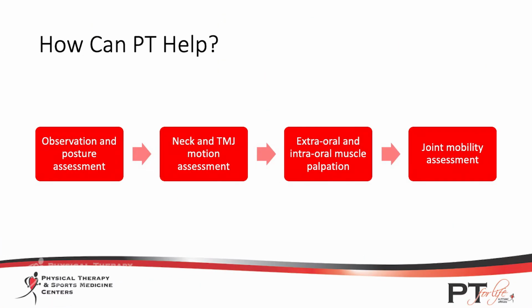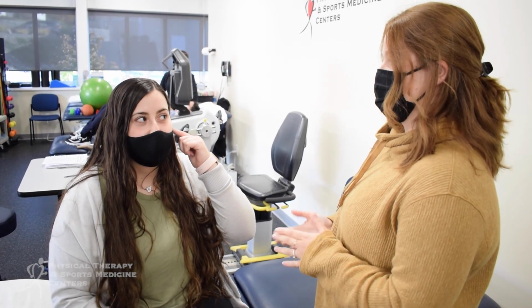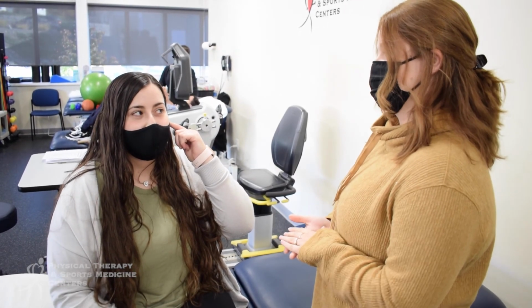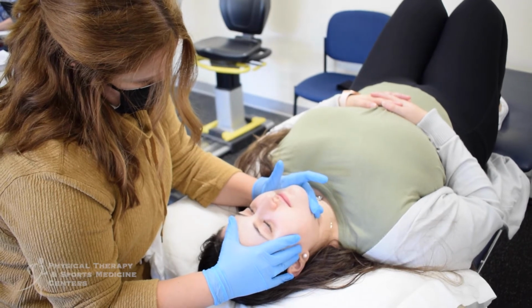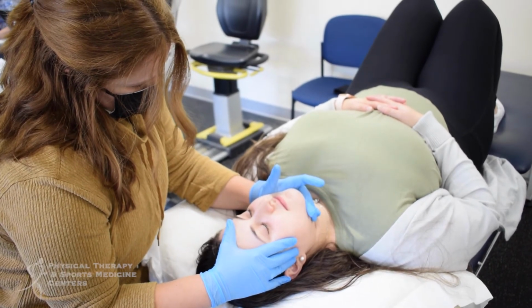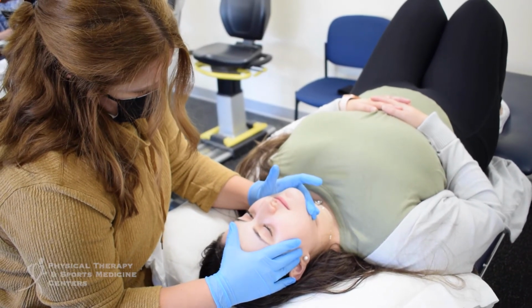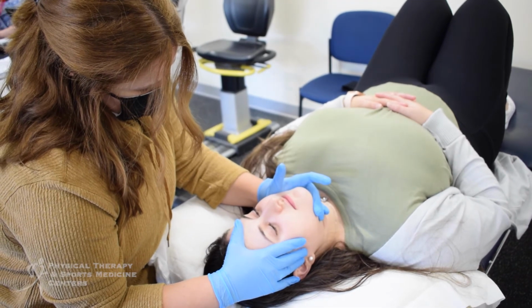On day one for your evaluation, the clinician will take you through a variety of assessments looking at your posture, the way that your neck and jaw is moving, both overall in terms of range of motion and then also some smaller joint motions such as gliding, rolling, and sliding motions. And they'll also look at the strength of the muscles in your head and neck to see how things are working.